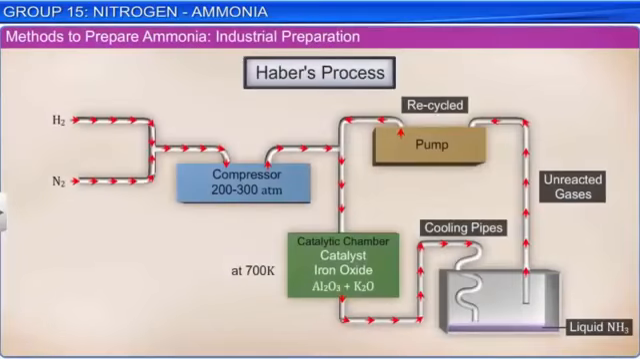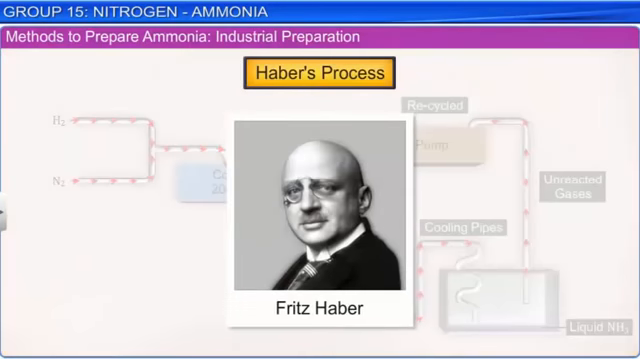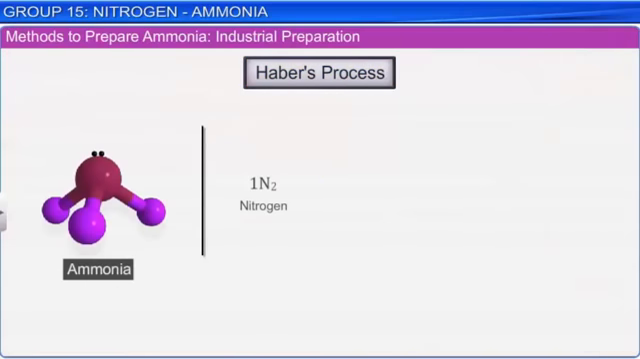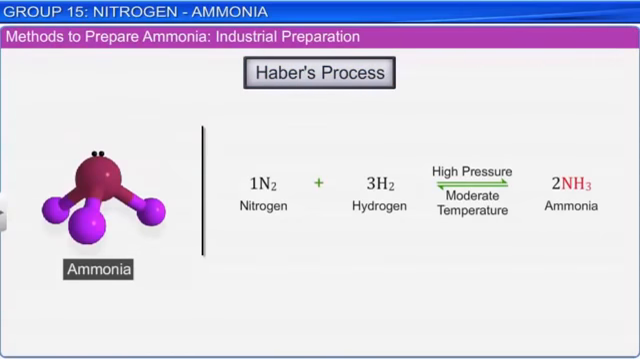On an industrial scale, ammonia is prepared by Haber's process. The constituents of ammonia, nitrogen and hydrogen, combine in a ratio of 1:3 at high pressures and moderate temperatures to form ammonia.